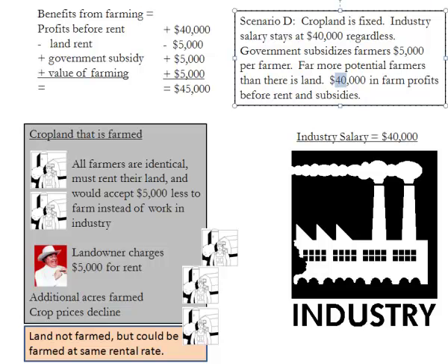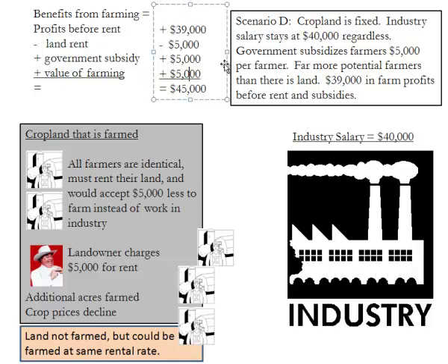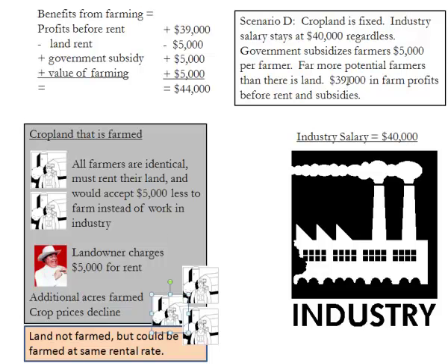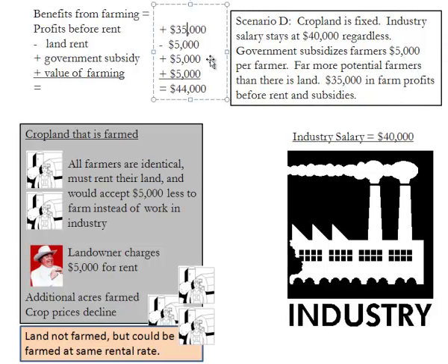And let's just suppose that initially, because of lower crop prices, each farmer now only makes $39,000 before land rent. And in this case, the benefits to farming is still greater than working in industry. So more and more people are going to expand the amount of cropland being farmed. And eventually what's got to happen is more crops are produced, crop prices keep declining until the indifference principle is achieved. And where we're at a point where the profits before rent is $35,000, which means benefits to farming is $40,000. That's the same as industry salary. So again, we find ourselves at a place of indifference.